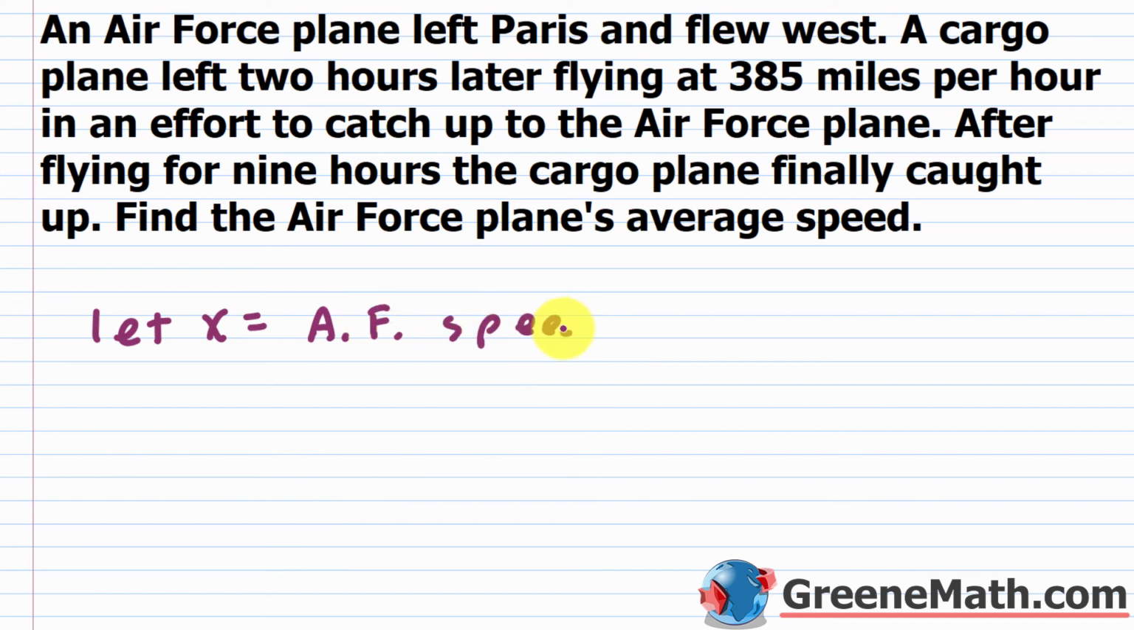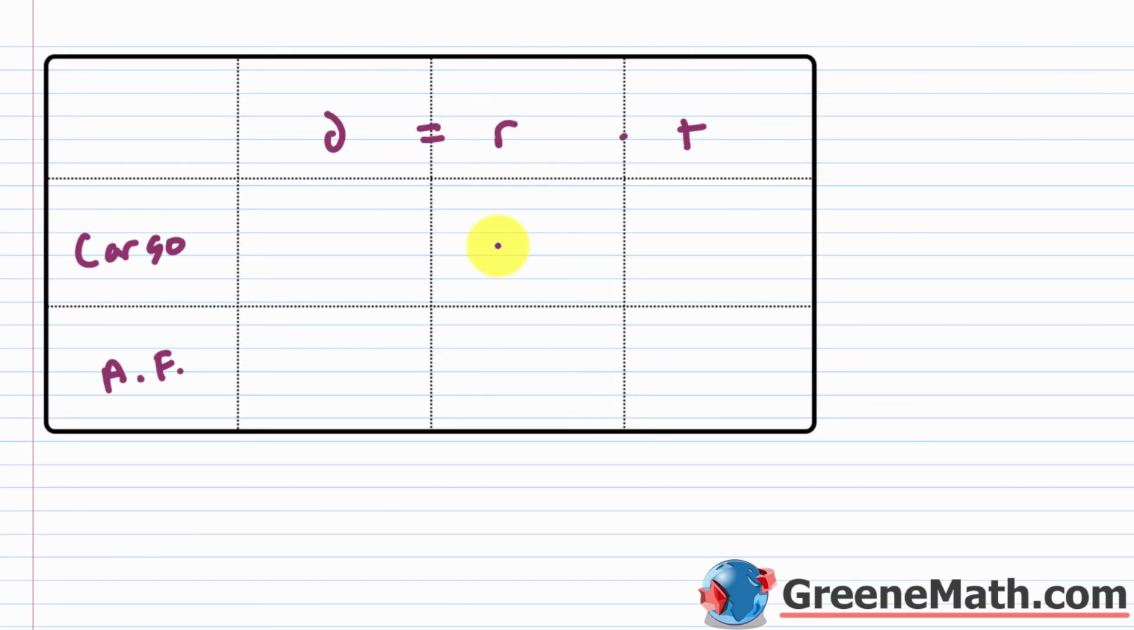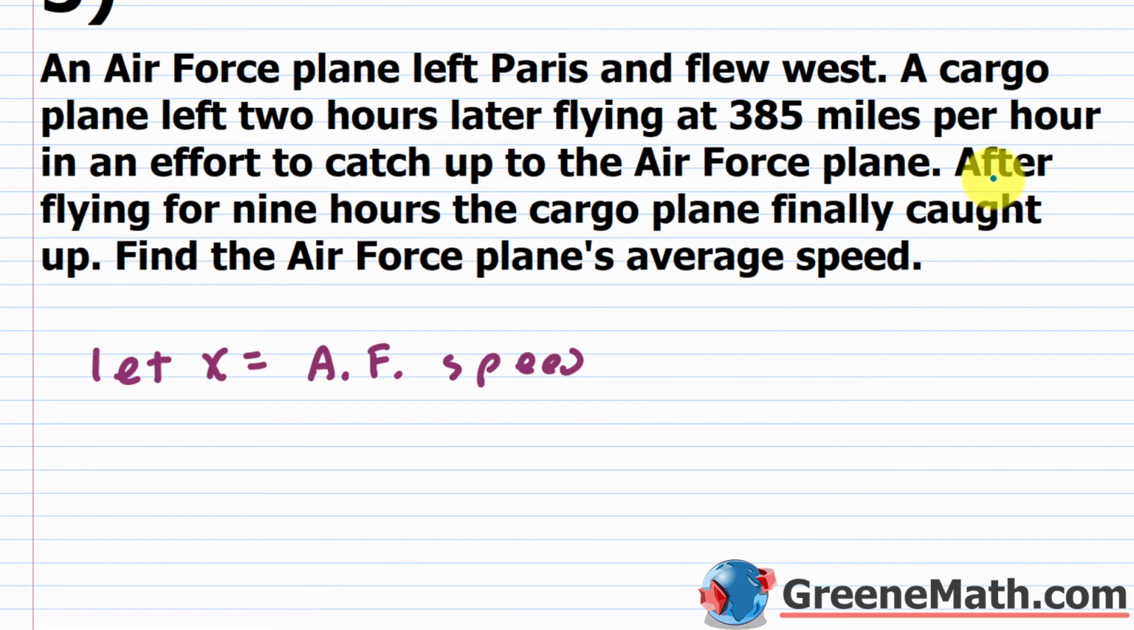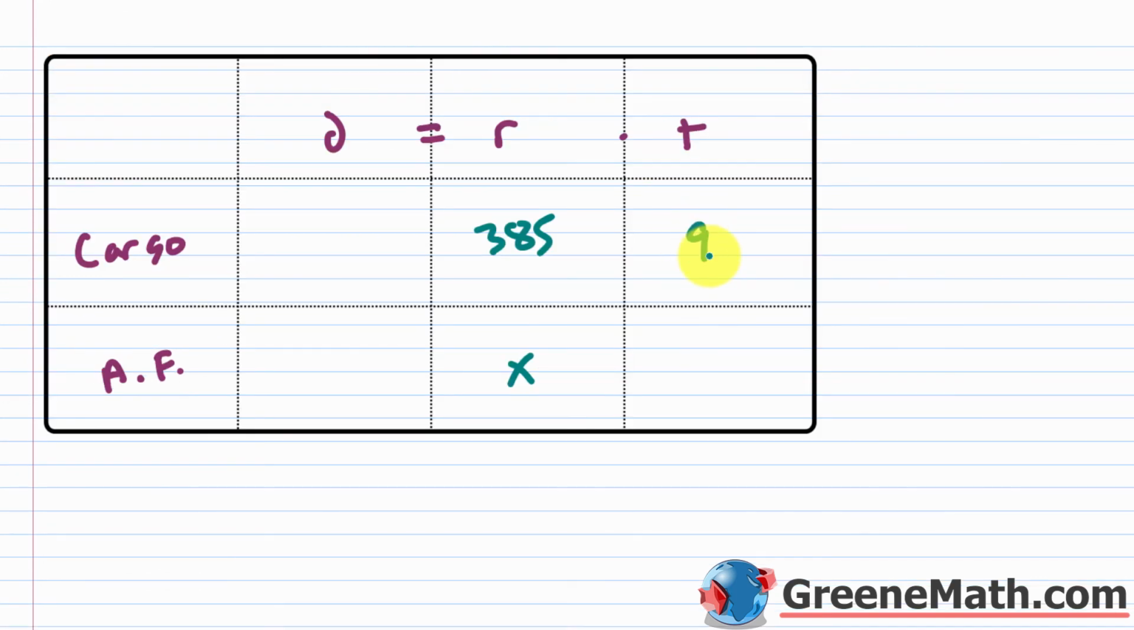We know this is miles per hour. So I'm going to put x as the rate of speed for the Air Force plane. And for the cargo plane, it's 385 miles per hour that's given to us. For the time, it says after flying for 9 hours, the cargo plane finally caught up. So I know the cargo plane travels for 9 hours, so I'm going to put a 9 here for the time.